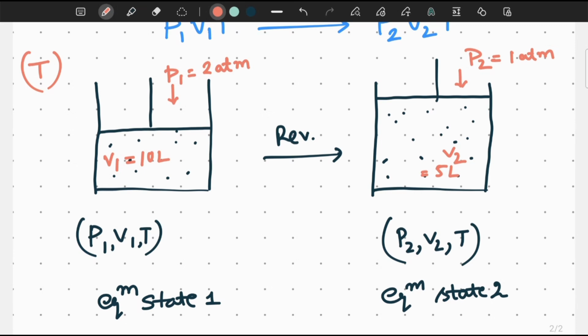So this is an equilibrium state, and this is another equilibrium state. You can think like that: this pressure is given, not by weights, but just as if I have put a cake here.